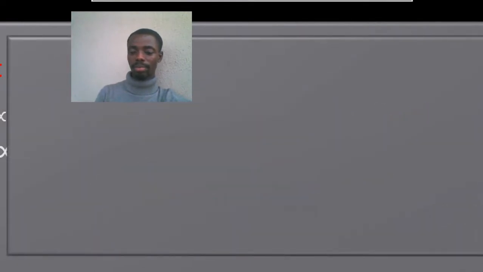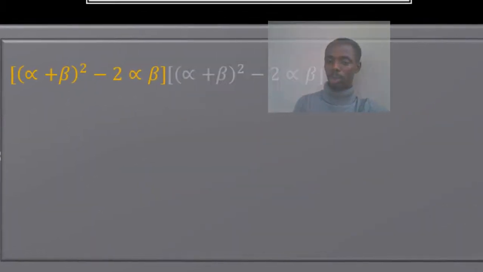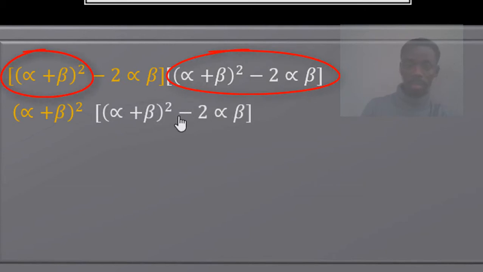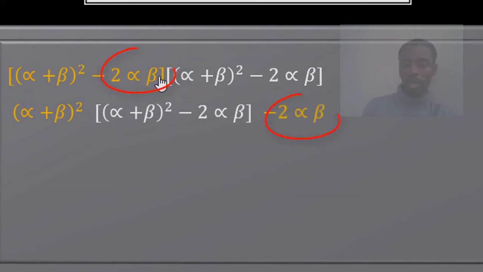Now, let's do the expansion properly in this new box. I'm having 2 terms in each of the 2 square brackets. So I'm having alpha plus beta all squared in this bracket, multiplying this whole bracket. So I'm having minus 2 alpha beta, which is the second term in this bracket, multiplying this whole bracket again.